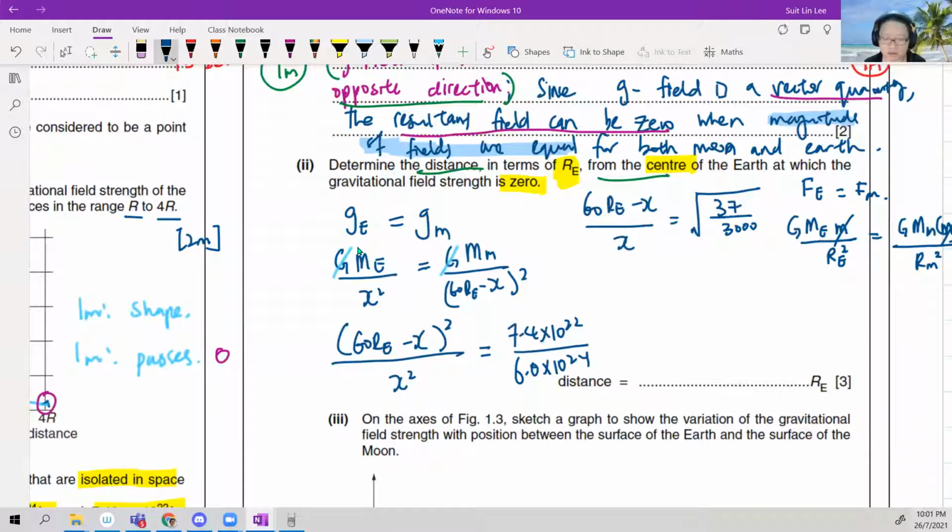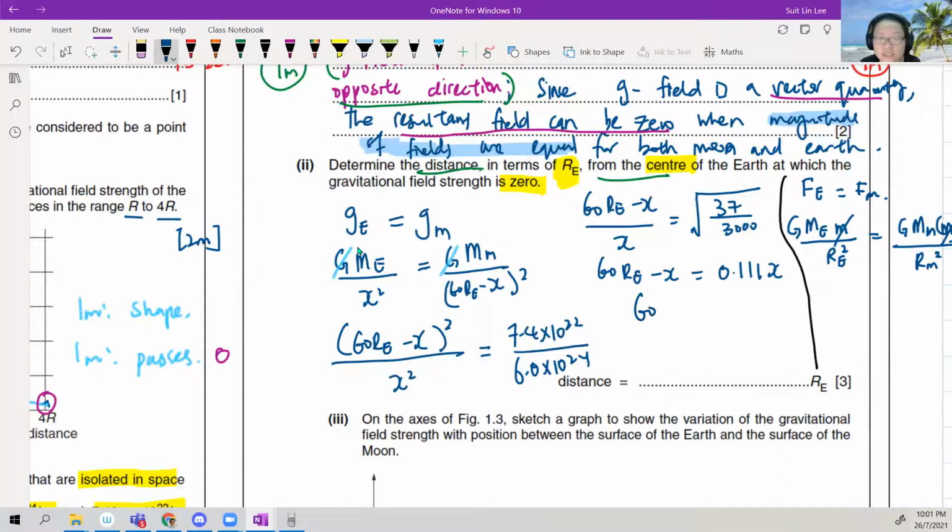At this point, I give up and press calculator already. 60 RE minus X will be equal to 0.11. Guess you want to put another one also can. X. Okay. I rearrange. What do we want again? X in terms of RE. Okay, so I will rearrange this.